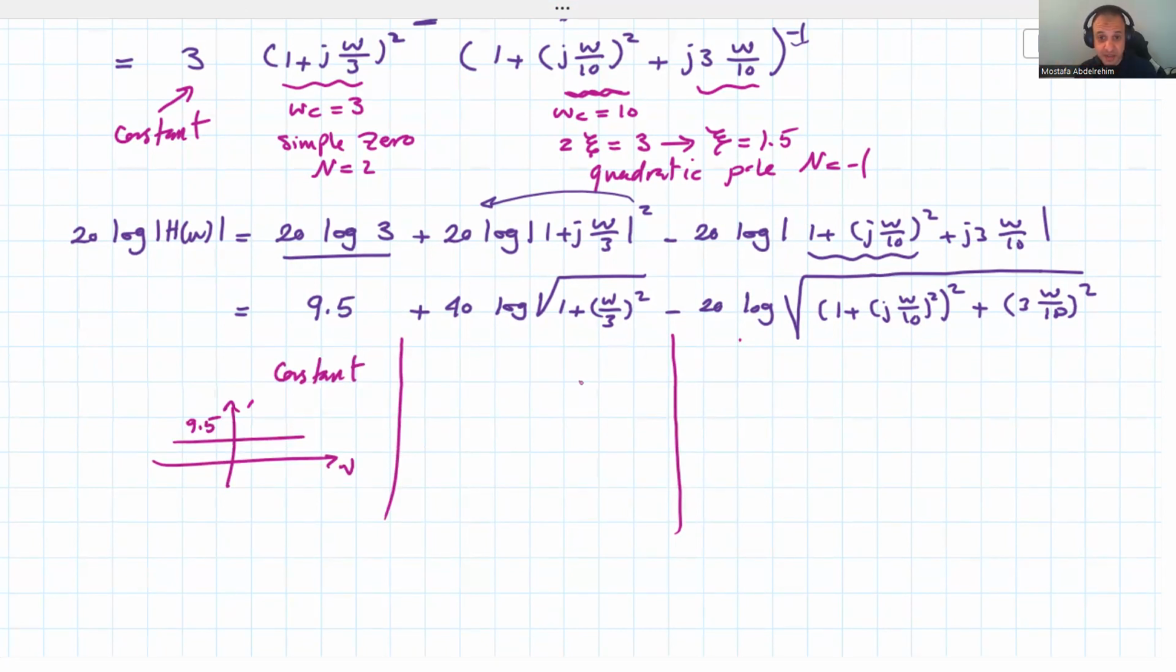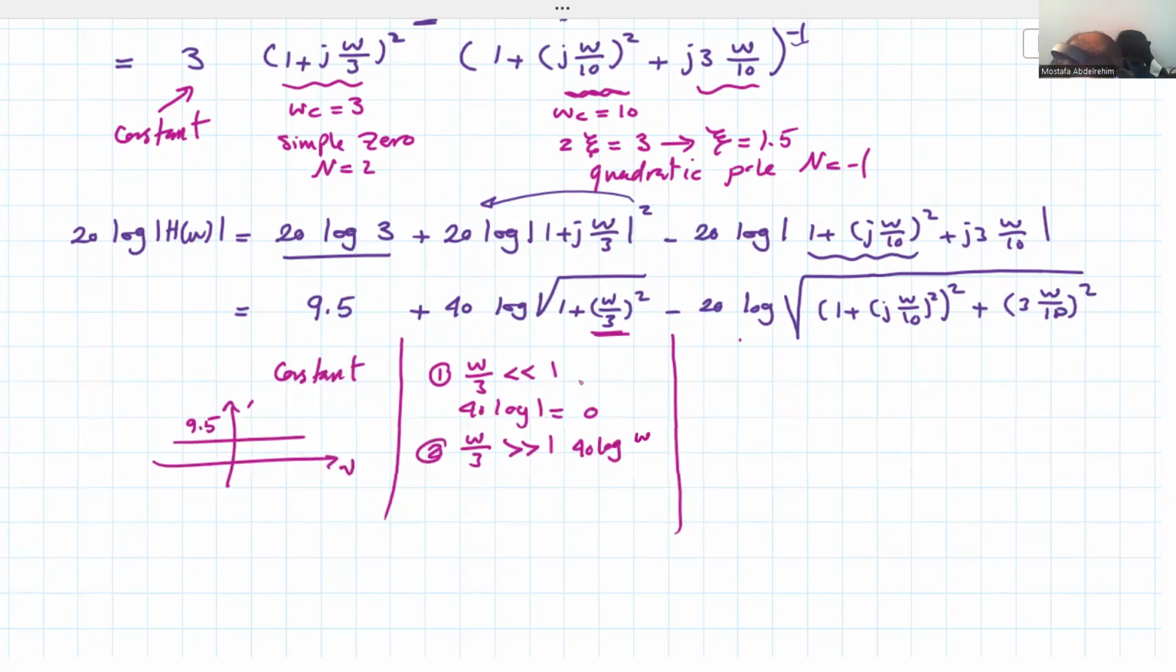Now for the term in the middle. Okay, we learned that before. We have two cases. Number one, when omega over 3 is much less than 1, we're going to neglect that guy, so that will be 40 log 1. Log 1 is 0, so that's 0. Number two, when omega over 3, or omega c, basically equal to 3, is much larger than 1, we're going to neglect the 1 this time. So it will be 40 log omega over 3.